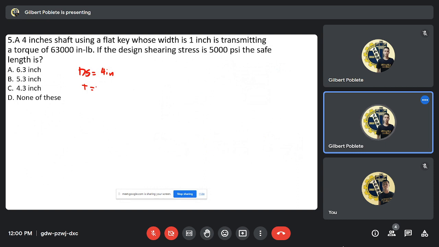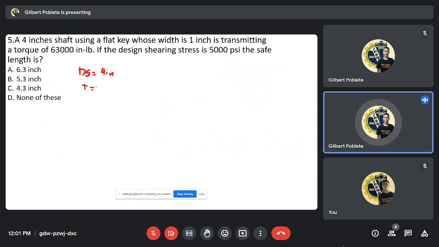Ito na shaft natin. Meron naman tayo sa key. Key, we have the width of 1 inch. And then the shearing stress is 5,000 PSI. So, ang hinahanap natin is the length. So, gamitin natin yung formula niya kanina. So, for shearing stress ng key, we have the force over width length. Ayan. Or the 2T over width length diameter.